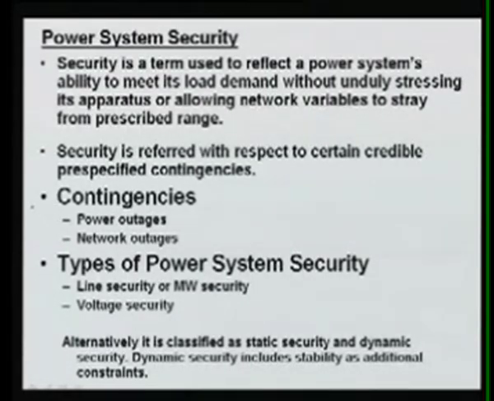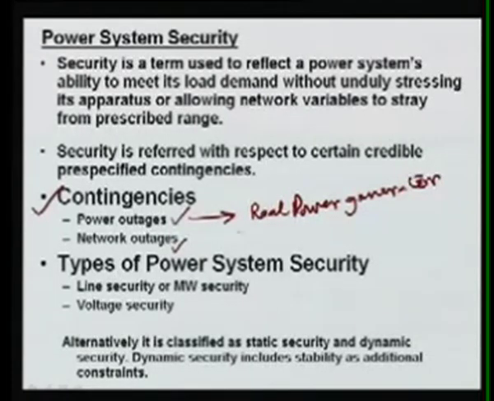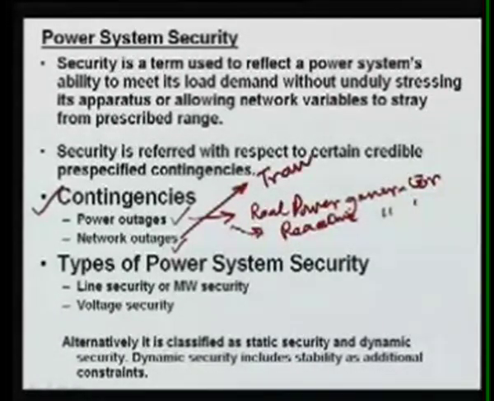Contingencies can be power outages, or they may be network outages. Power outages are nothing but the outage of real power generators or any reactive power sources. Network outages are nothing but the outage of your transmission lines and it may be your transformers. So these are basically the contingencies.